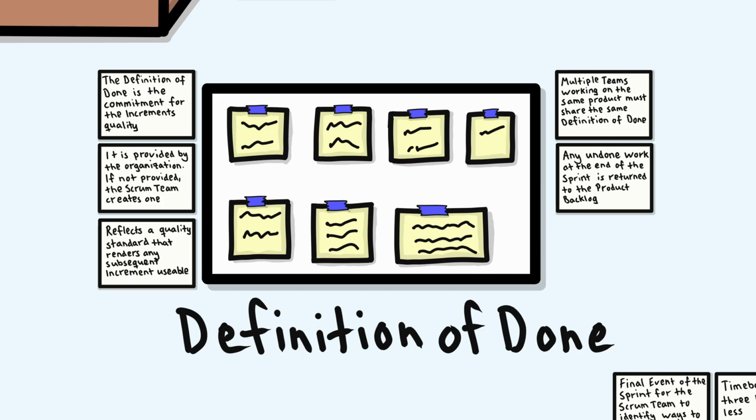The definition of done must reflect a minimum standard of quality that renders any subsequent increment usable. If multiple Scrum teams are working on the same product, they share the same definition of done, and all work must integrate into one increment at the end of each sprint. Any undone work at the end of the sprint is returned to the product backlog.